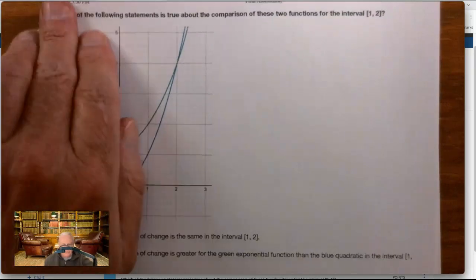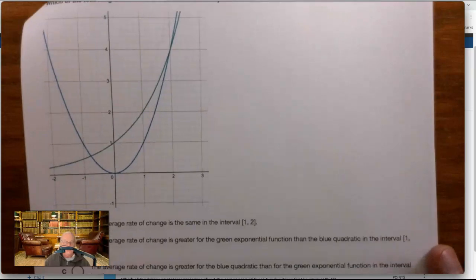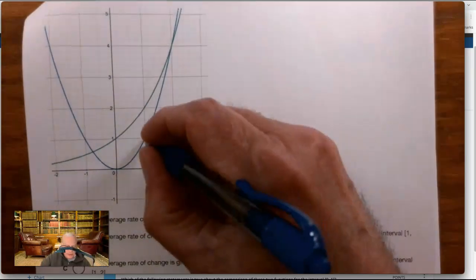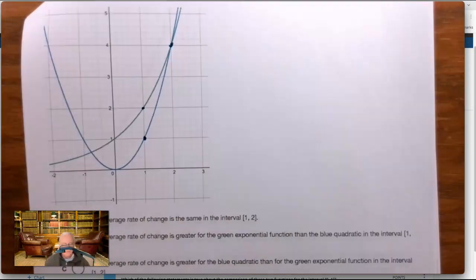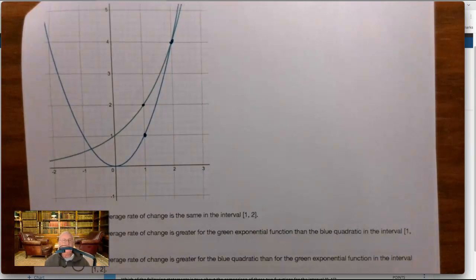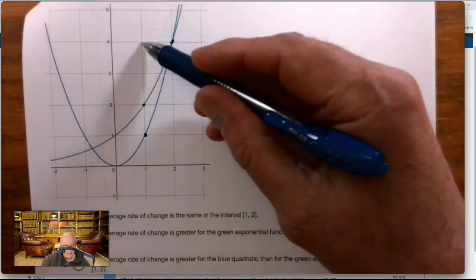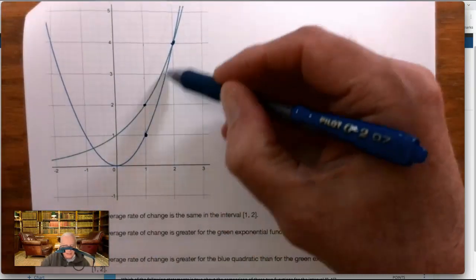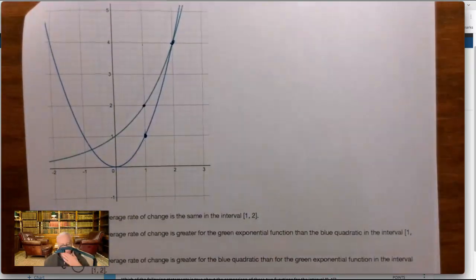Compare these two. The interval they're talking about here is 1 to 2. All right, so from 1, the blue starts here, and the green starts here. And at 2, they both end up at the same place. So again, which one had to go up further to get to the same place? The blue had to go up further. 1, 2, 3. This is a slope of 3, where this is a slope of 2. Okay, the blue one, again, went up further.